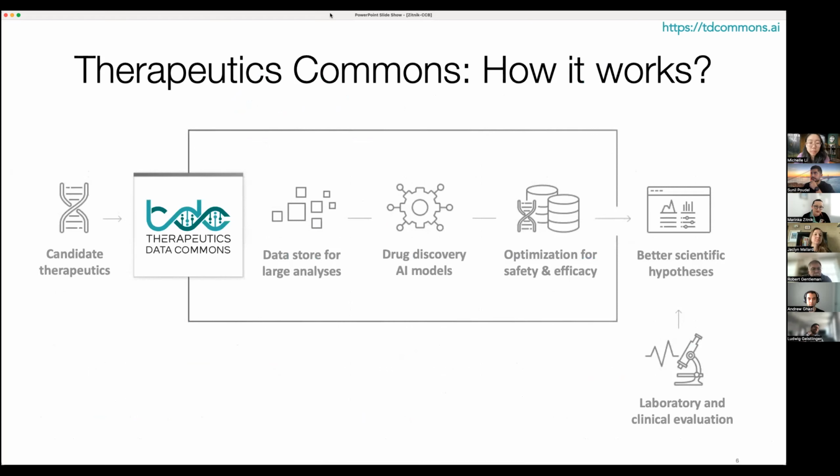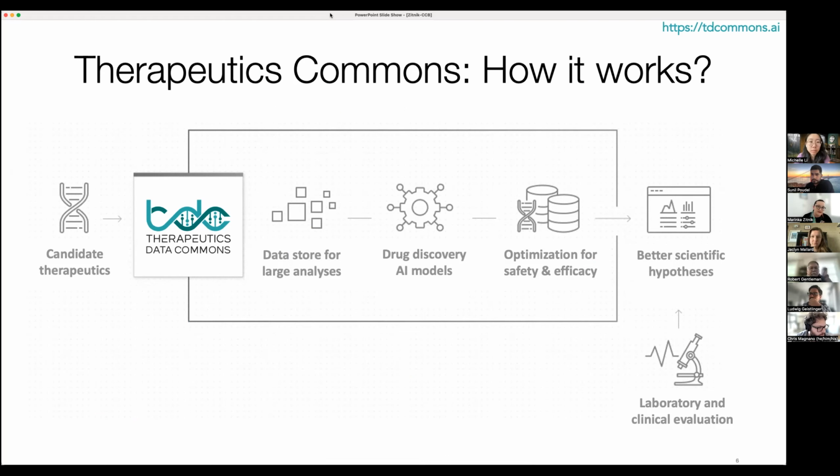Generally how it works is that we start with some set or class or group of candidate therapeutics, and within that space, with those candidate therapeutics in mind, within Therapeutic Data Commons, we leverage a large number of AI models that are trained on publicly available data repositories.